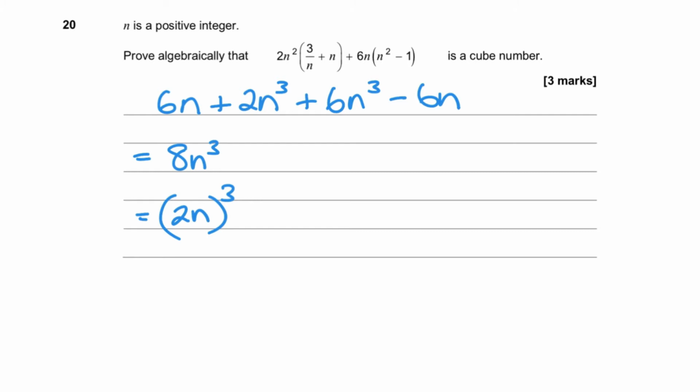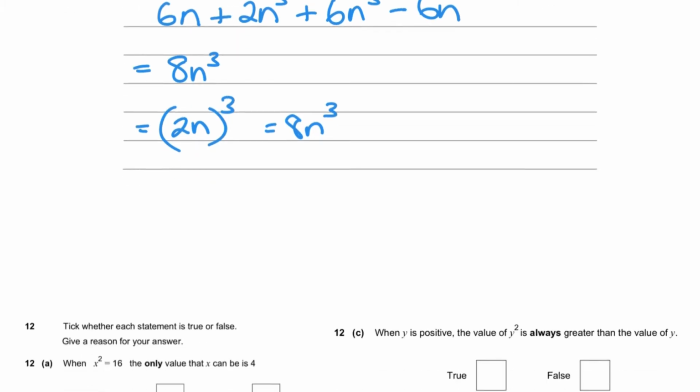So this shows that it doesn't matter what value n is, it can be written as a cubed number. We haven't added or taken anything away, we've just expanded the brackets and then gathered up the like terms. So we can expand out this bracket again to give us 2 cubed is 8 and n cubed is n cubed. So that proves that it's the same formula, it's just written differently.